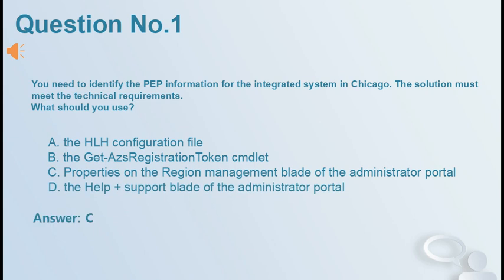You need to identify the PEP information for the integrated system in Chicago. The solution must meet the technical requirements. What should you use? A. The HLH configuration file. B. The Get-AzsRegistrationToken cmdlet. C. Properties on the Region Management blade of the Administrator portal. D. The Help plus Support blade of the Administrator portal. Answer: C.